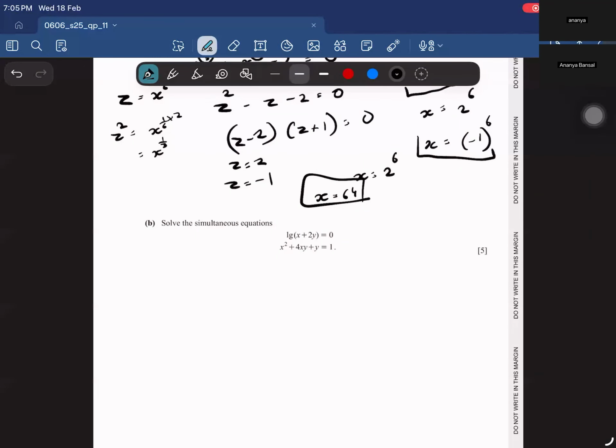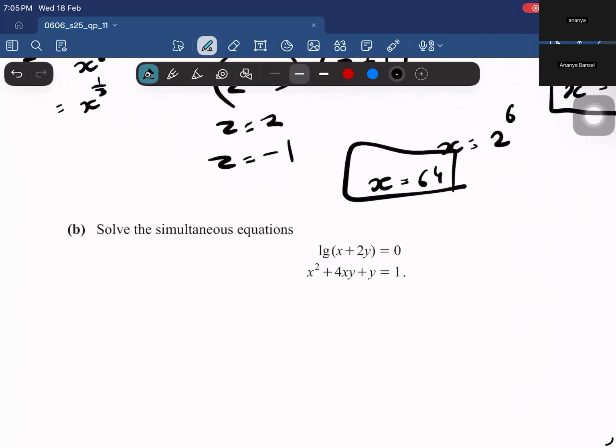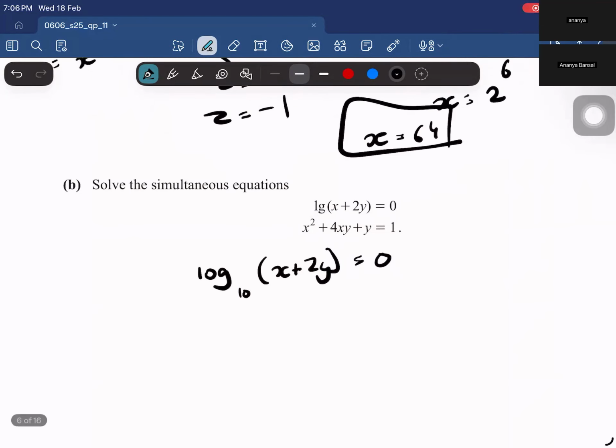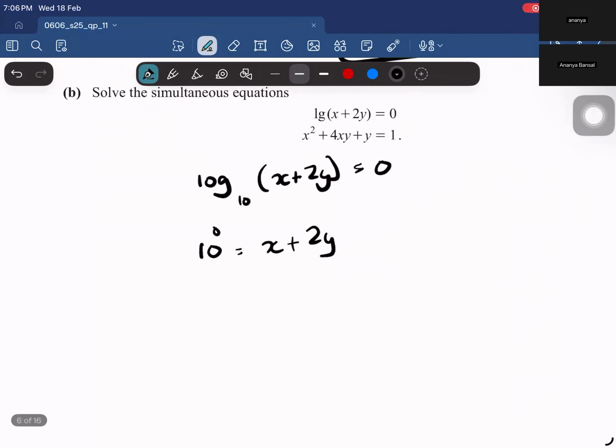Part B is also simultaneous equations, where you're given a log in one of the equations. So how do you do this kind of question? First of all, you need to rewrite the log in normal format. You know that it's saying log base 10 of (x plus 2y) equals 0, which means that 10 to the power 0 equals x plus 2y, which means that x plus 2y equals 1.